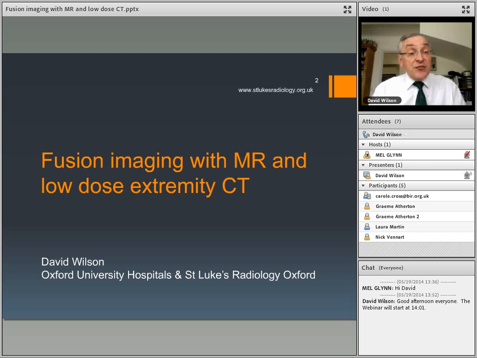I'm an MSK radiologist. I specialize in imaging of bones and joints. I'm fortunate that I now have an honorary contract with the university hospitals, which means I don't have to do full NHS lists. So I'm able to do research work and development work, and we're using some machinery which we've purchased at St. Luke's. St. Luke's is an outsourced radiology service, and we've got some new equipment that we're able to do some development work with, and I'm going to share the results of that with you.